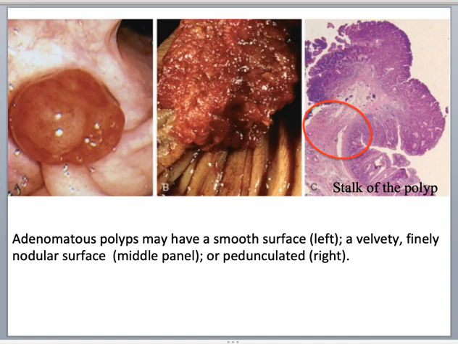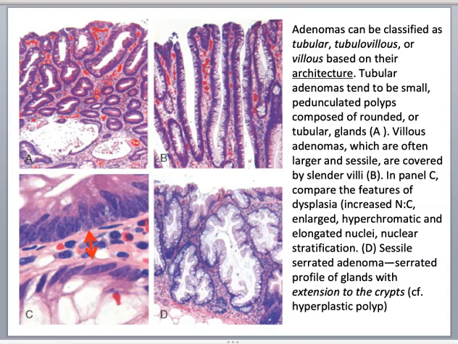Adenomatous polyps may have a smooth, lobulated surface, like you see in the left panel, a velvety or finely nodular surface, which is demonstrated in the image in the middle panel, or they may be pedunculated, like you see in the panel on the right. Adenomas can be classified as tubular, tubulovillous, or villous based on their architecture. These categories, however, have little clinical significance in isolation, and the risk of invasive adenocarcinoma is more related to polyp size.